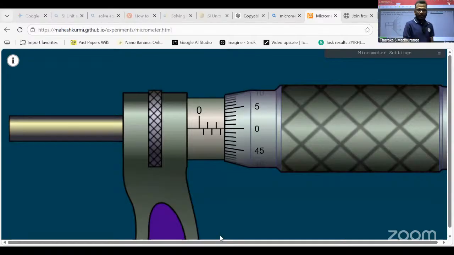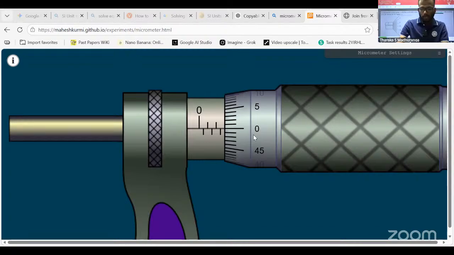Okay, that's the linear scale and the circular scale. Now you can see the circular scale already coincides with the linear scale middle axis. Now, what is the meaning of pitch or screw gap? This is very important to calculate the least count of a micrometer screw gauge. The pitch means the distance moved while rotating the circular scale one revolution.